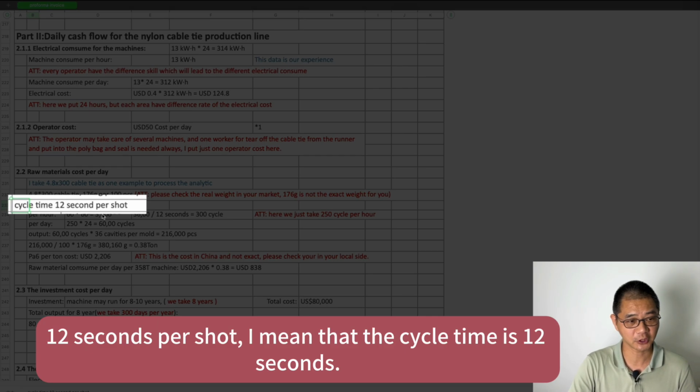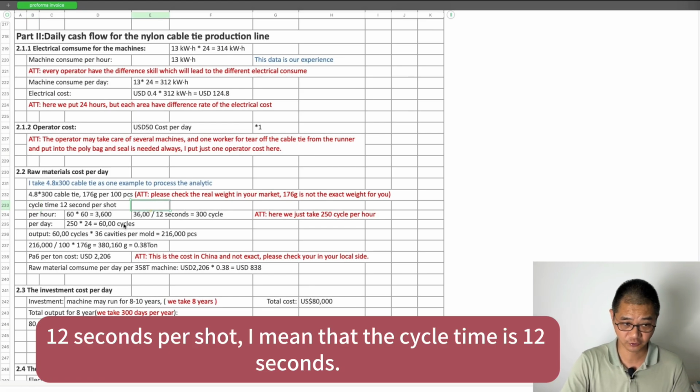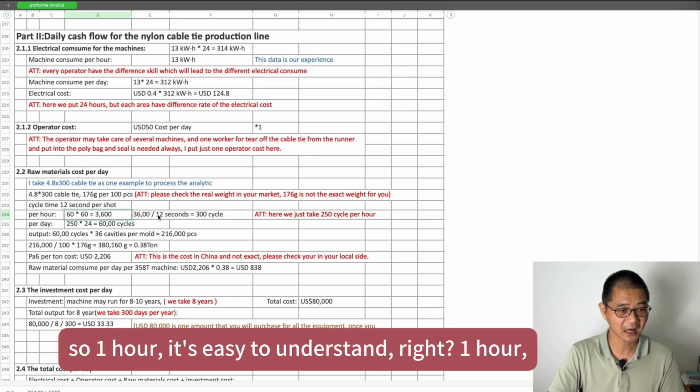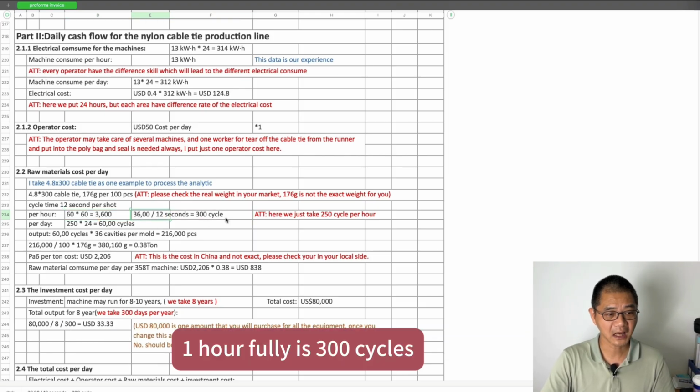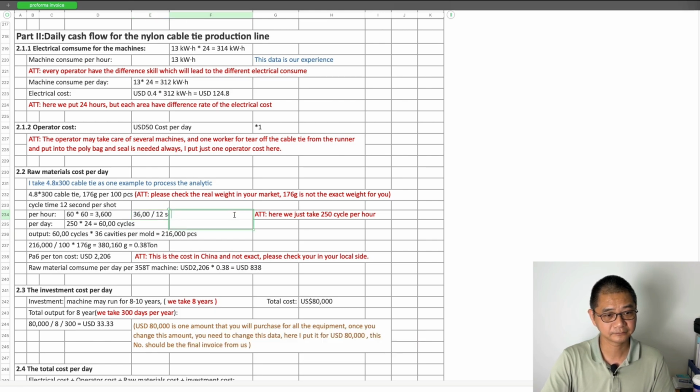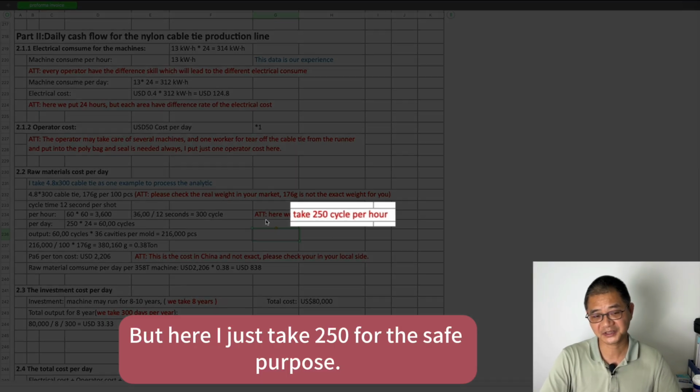12 seconds per shot. I mean the cycle time is 12 seconds. So 1 hour. This is easy to understand, right? 1 hour, full rate is 300 cycles. But here I just take 250 for the same purpose.